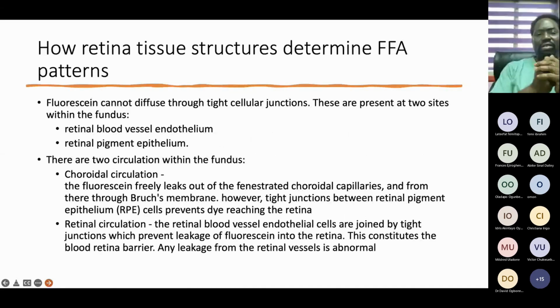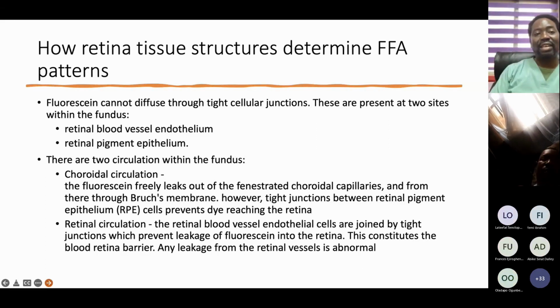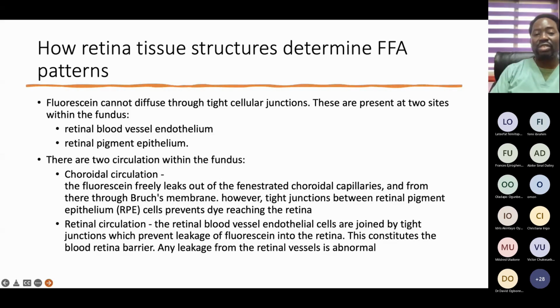What happens when the fluorescein comes into the retina? The structures that determine its distribution are the vessels, and we have more information when we think of OCTA. We have more information telling us that there are different vascular plexi that are divided into 3. But on angiography, it is only the superficial vascular plexus that we can see, and the 2 things that mainly determine this are the retinal blood vessel endothelium and the RPE tight junctions.